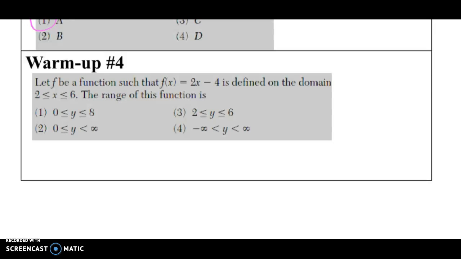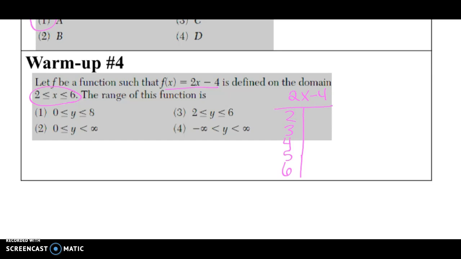Okay, so it said let f be a function such that f of x equals 2x minus 4 is defined on the domain 2 is less than or equal to x less than or equal to 6. The range of the function is. So again, this told you this is what our function looks like. And it's doing it for this domain only, from 2 to 6, including 2 and including 6. It's asking you to find the range.